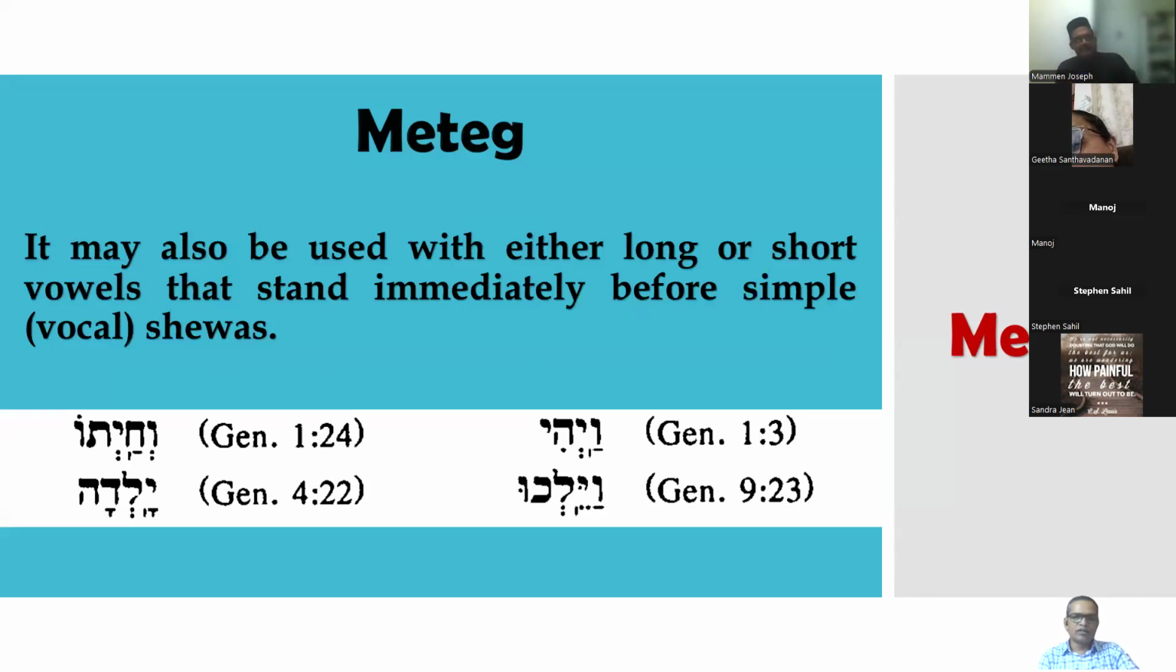All right, so the point here is that it will appear either with a long or short vowel before a simple vocal shiva. So when you see metek along with a short vowel, you can understand that the shiva is not a silent shiva but a vocal shiva. You have to understand that. So the next rule is that metek appears either with a long or short vowel that stands immediately before a simple vocal shiva.